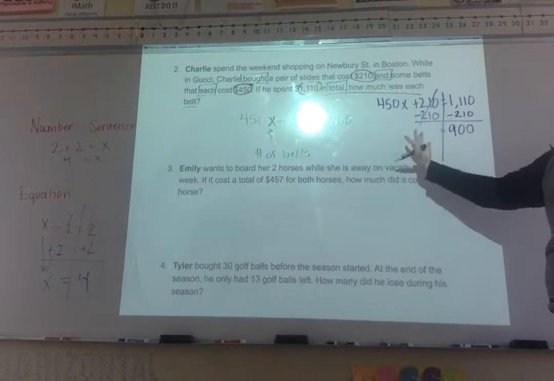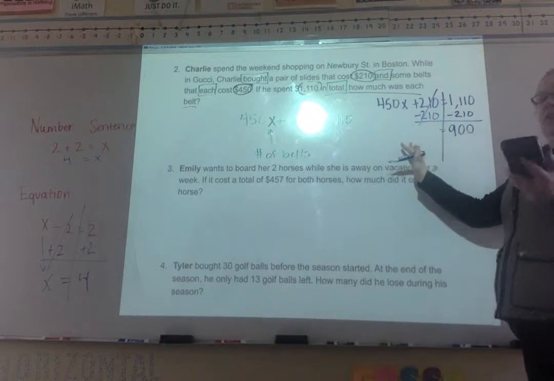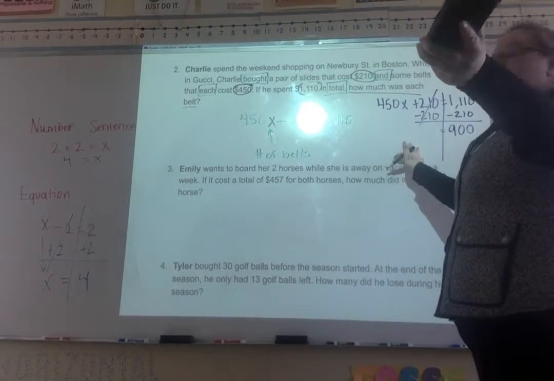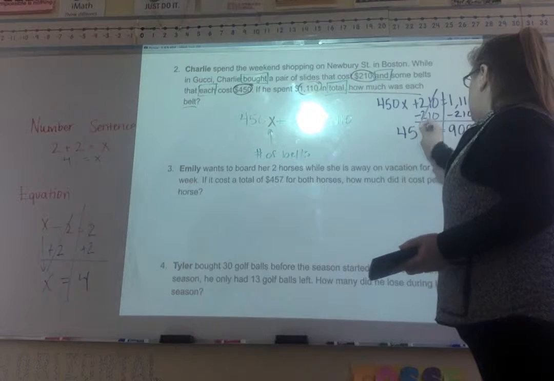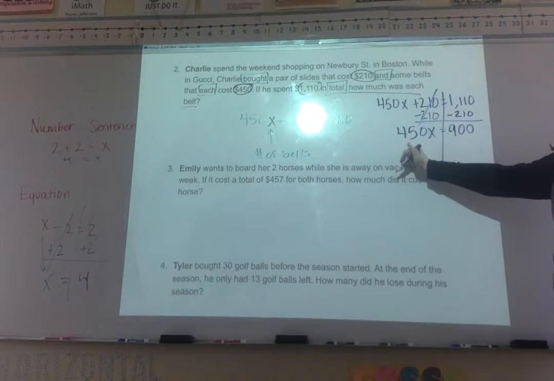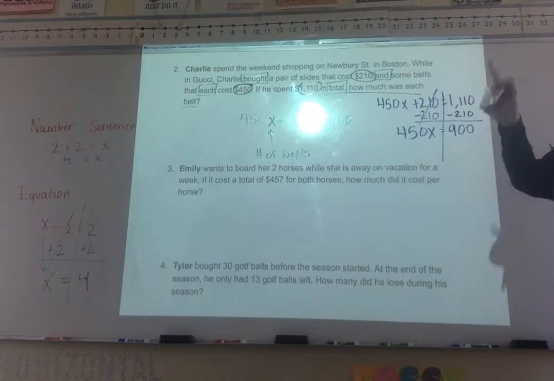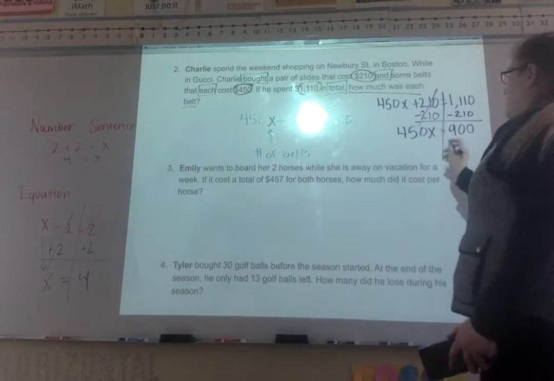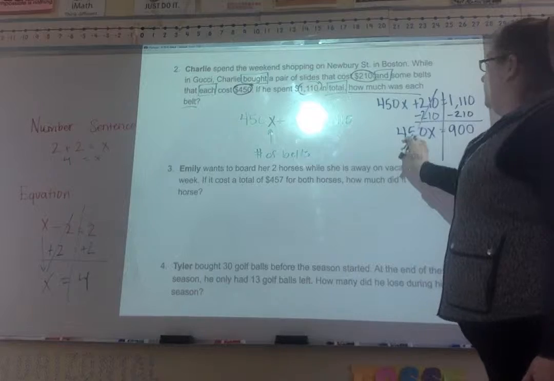What is now left on this side of our equation? 450x. Okay. So again, we have 450 is the cost of the belts times however many belts. Nope, divide it, because we have multiplication happening between 450 and x.